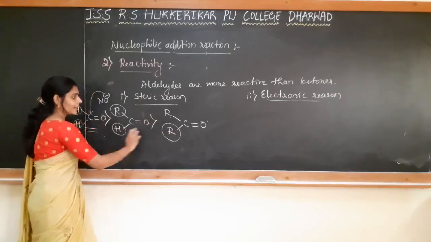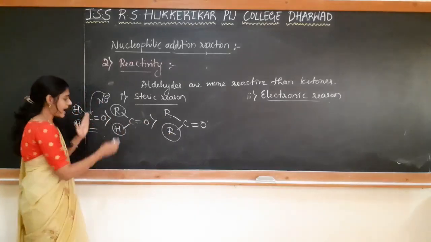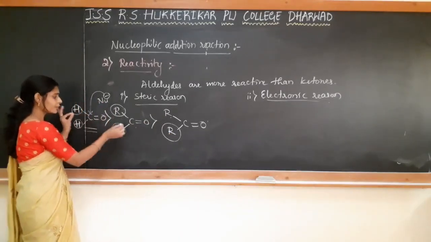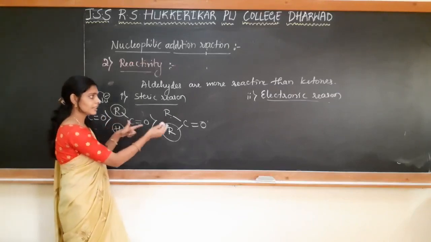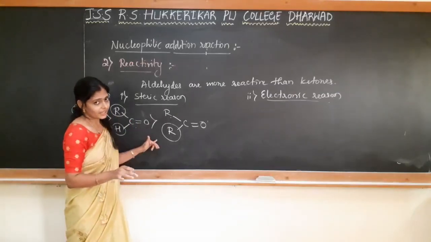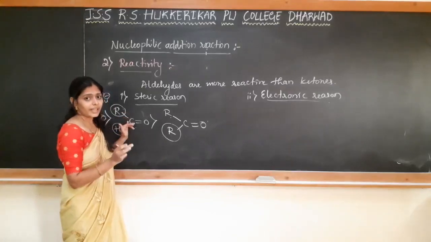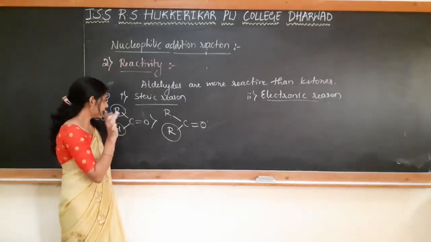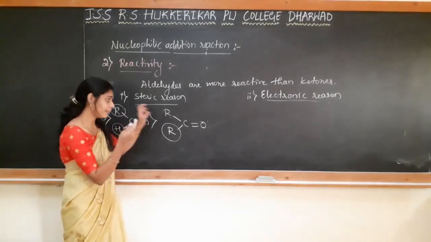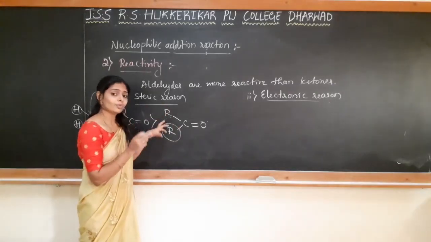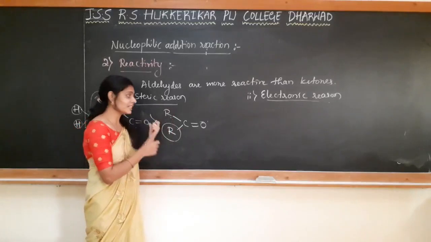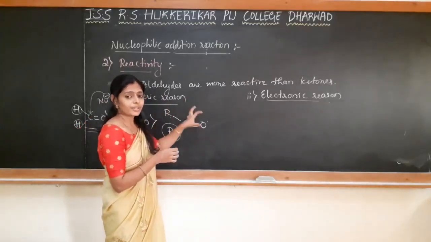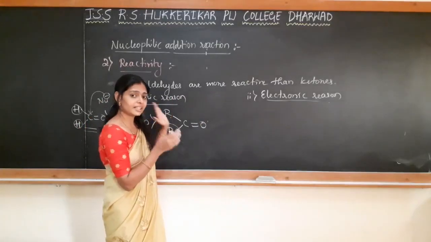So reactivity follows this trend. As the size of the groups attached to the carbonyl carbon increases, reactivity decreases. That's why in the case of aldehyde, as it has one smaller hydrogen atom connected to the carbonyl carbon compared to the ketone, it is more reactive. As the nucleophile easily attacks, there is less steric hindrance. That's why it undergoes reaction at a faster rate. Easily the reaction takes place.